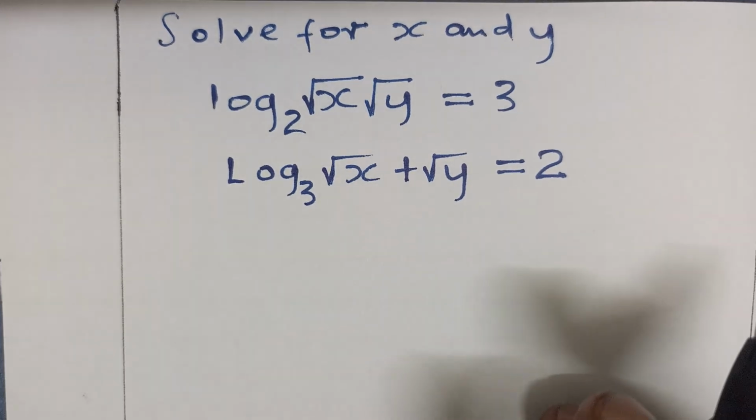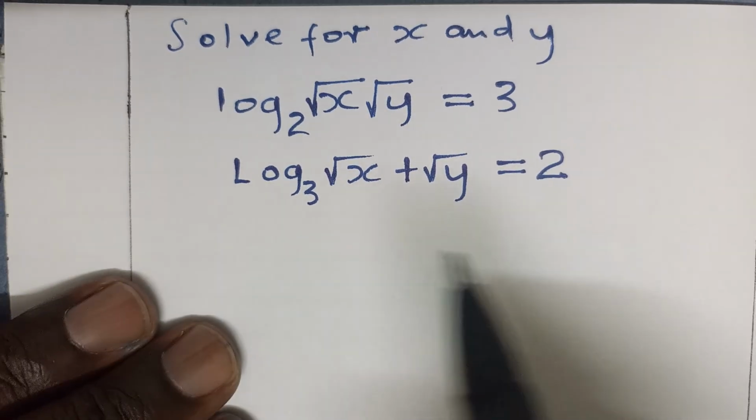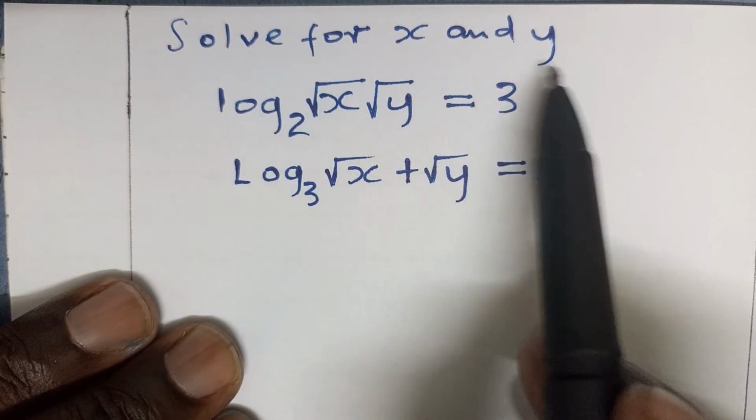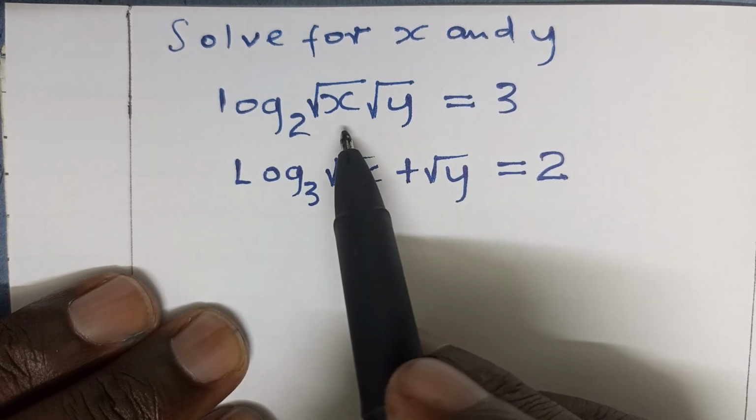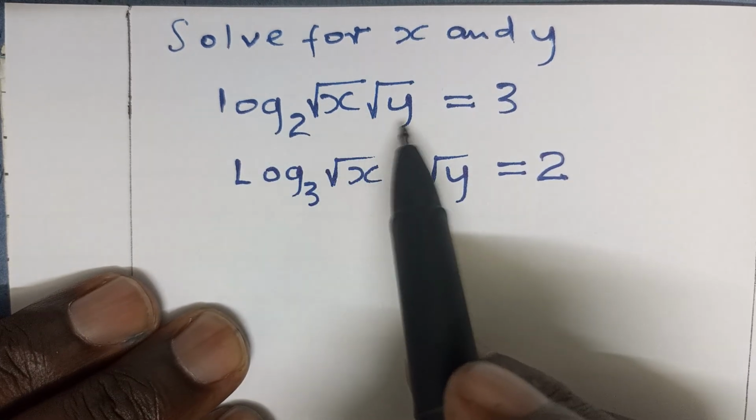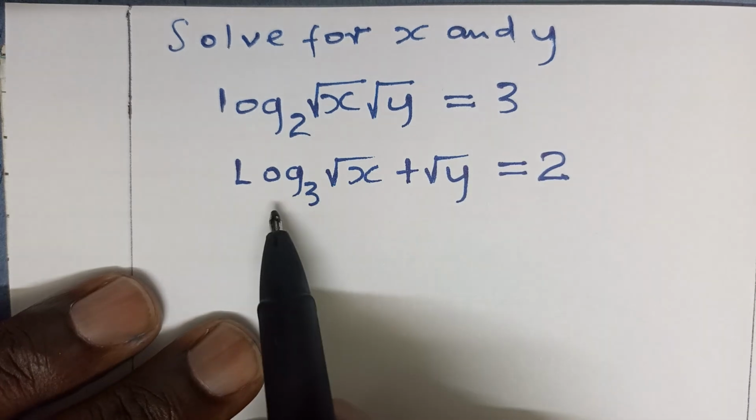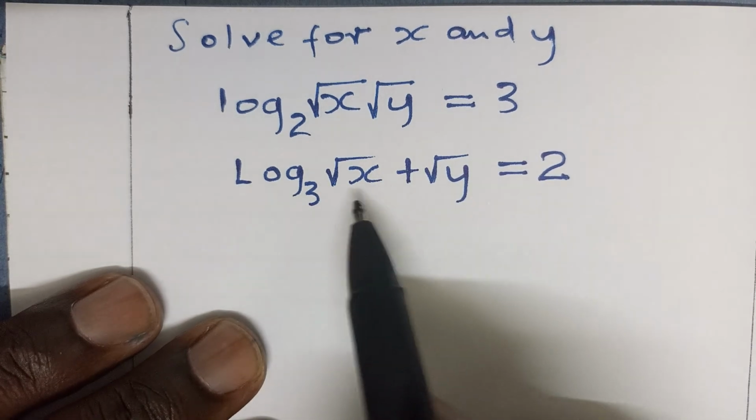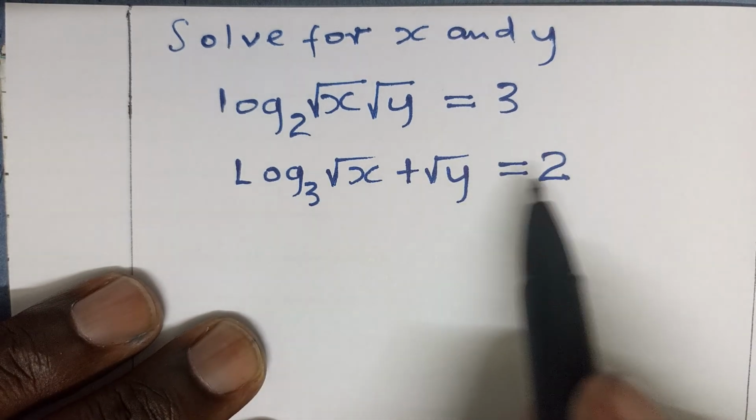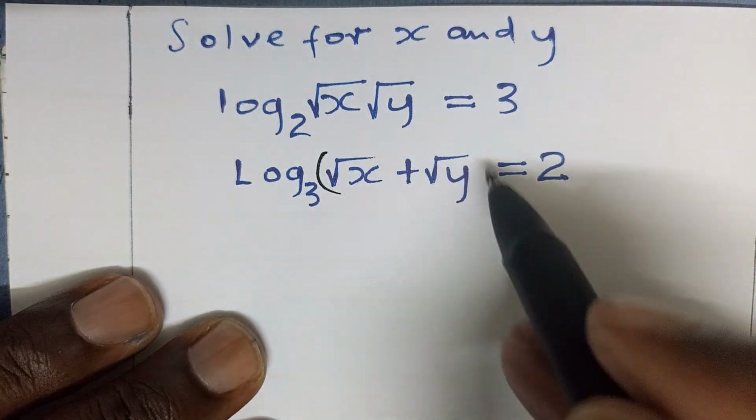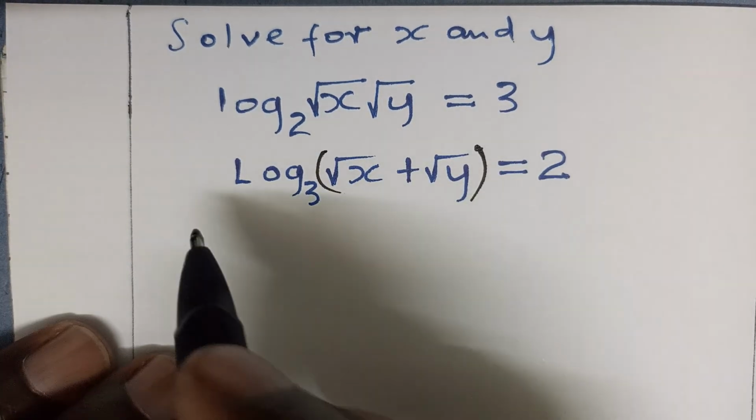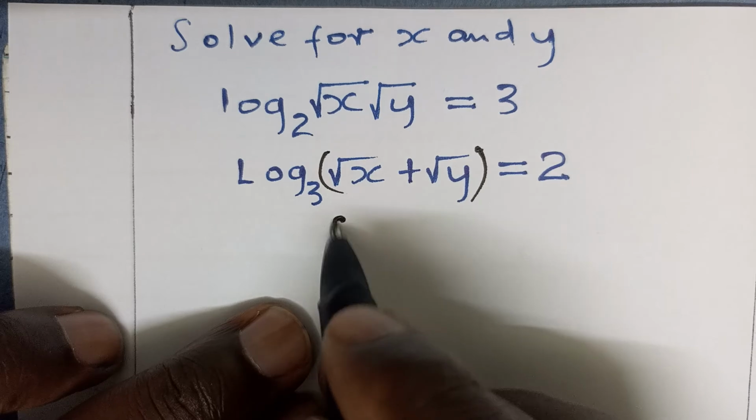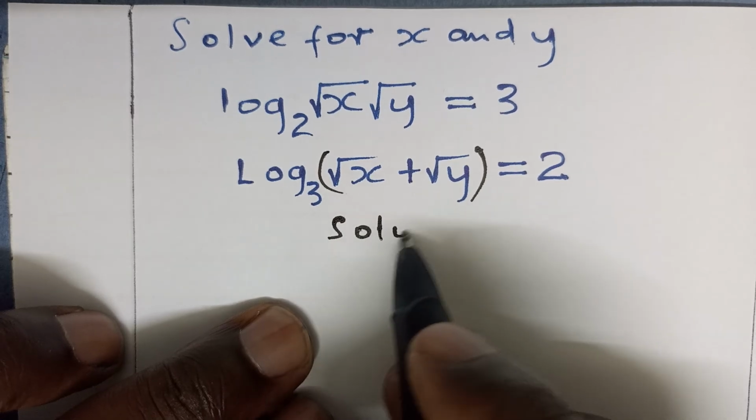Hello guys, let's solve this question. I read the question. For x and y, we have log to base 2 of square root of x multiplied by square root of y equals 3, and log to base 3 of square root of x plus square root of y gives us 2. And so guys, now we solve the question. I write solution.